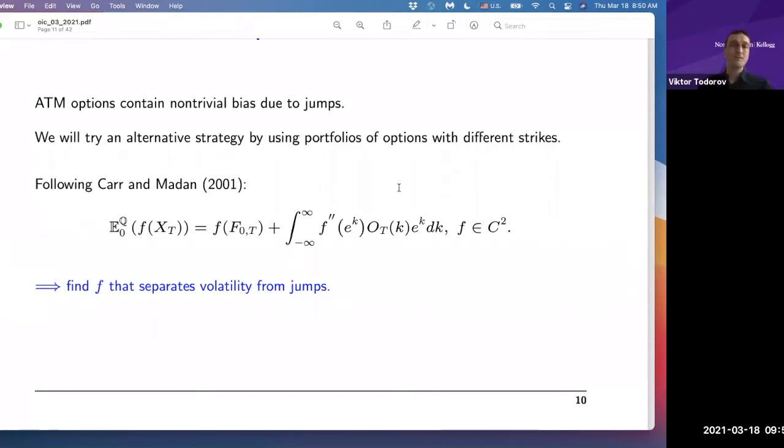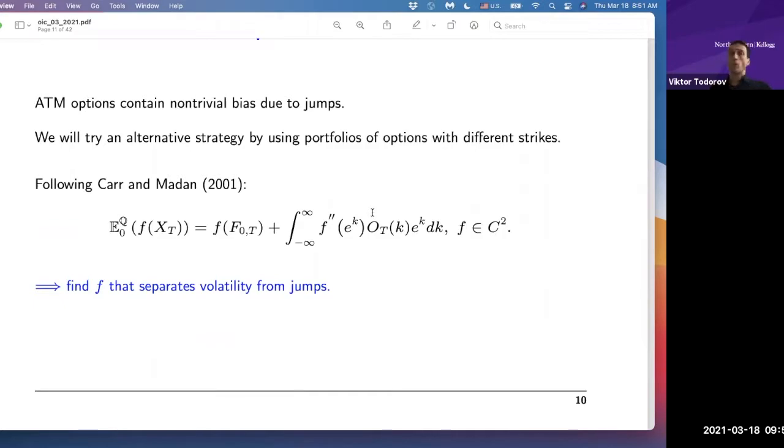And so in practice, if we have options with a lot of different strikes, we can approximate this integral here by a Riemann sum. And so the same thing is used in the VIX index, right? In the VIX index, you have a specific formula, with f being the log function, and that gives you the VIX.